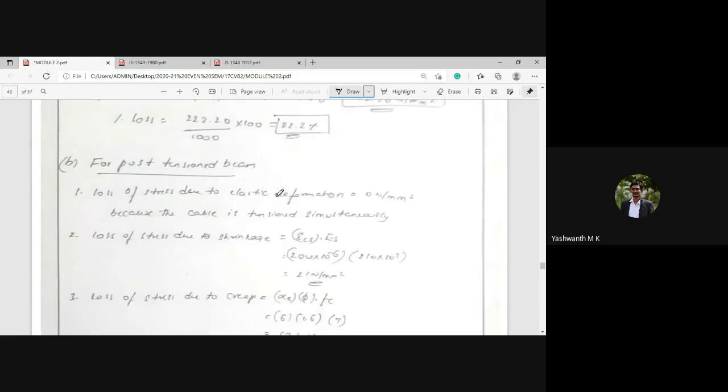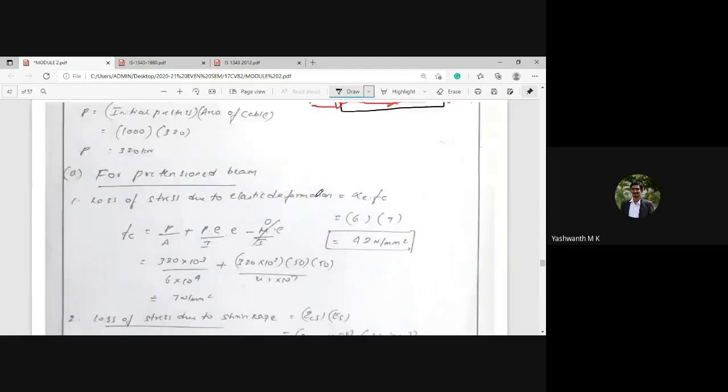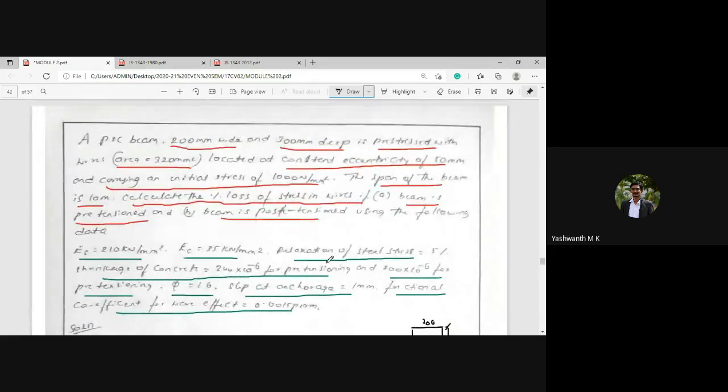Like this we need to calculate the loss of stress in the particular pre-tension PSC beam. Next let me move on to the post-tension beam. First write down loss of stress due to elastic deformation. Once you write down this heading, you already know the two conditions. First you need to think whether the cables are simultaneously tensioned or tensioned one by one. In this particular problem, nothing is mentioned about whether the cables are simultaneously tensioned or tensioned one by one. In that circumstance, we need to consider all the cables simultaneously tensioned.